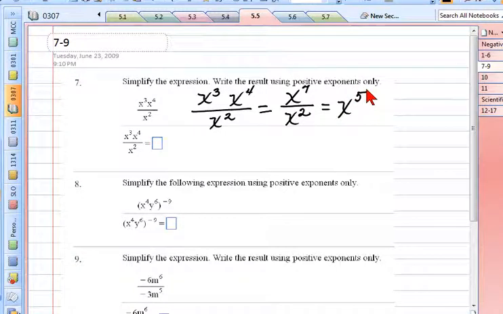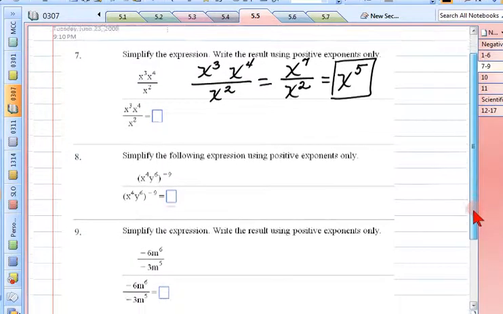The last rule is negative exponents. Are there any negative exponents? Problem done. Could you have done it differently? Probably so, and still gotten the right answer. I just encouraged this order. There weren't any negative exponents in that problem. Okay, let's look at number 8.